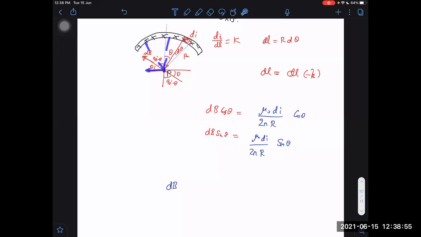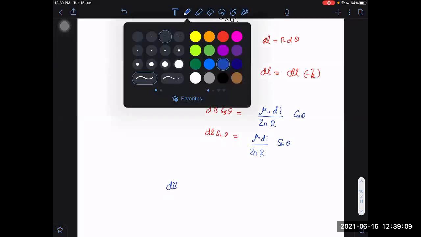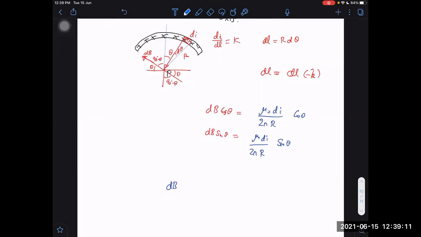dB cos theta will remain, dB sin theta will be 0. This y component will be 0. X component will remain. If this confusion arises, don't worry, assume as if you can't tell in the beginning and you have to find it out. dI is equal to K into R into d theta.